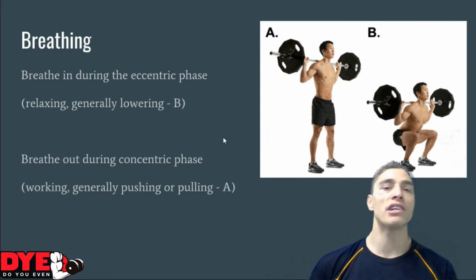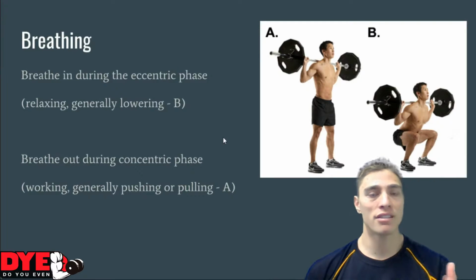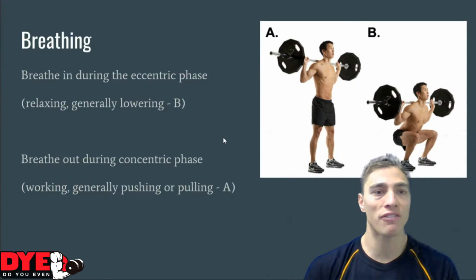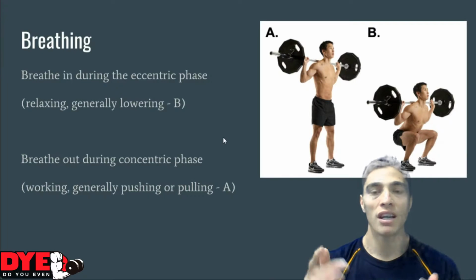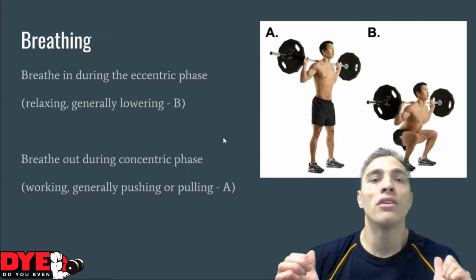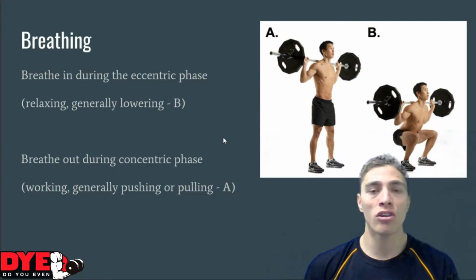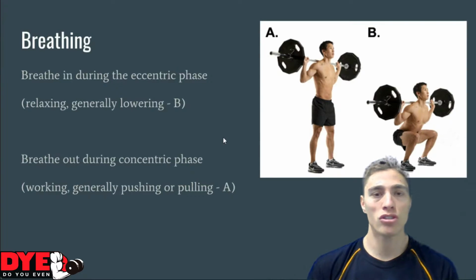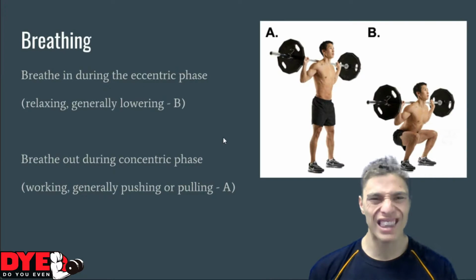Breathing in the gym is very, very important. This isn't grunting, this is just breathing. During the eccentric phase, you breathe in. That is relaxing, generally long. So if we look at B in the squat, the eccentric phase going down is when we should be breathing in. Nice deep breath, and then you breathe out during the concentric phase. That's the working phase, pushing or pulling, and in our squat, that's example A. That's when you should be breathing out, when you're actually doing the work. You do not hold your breath, you breathe out.